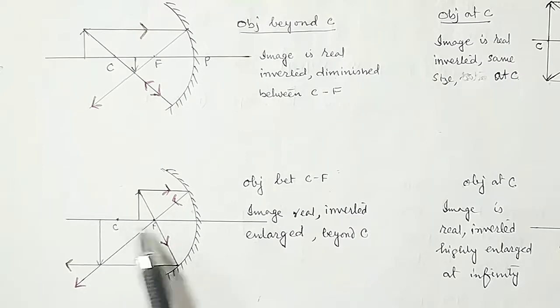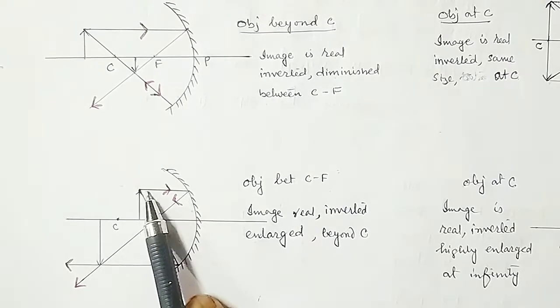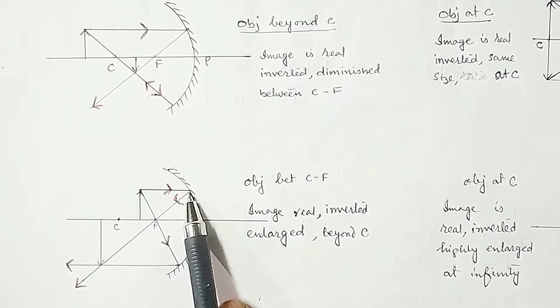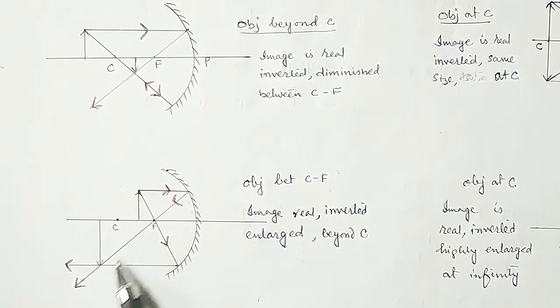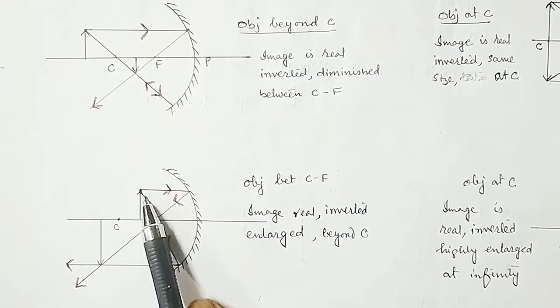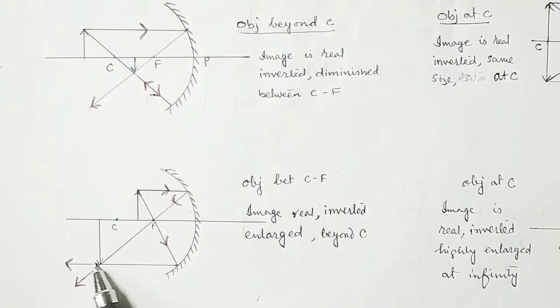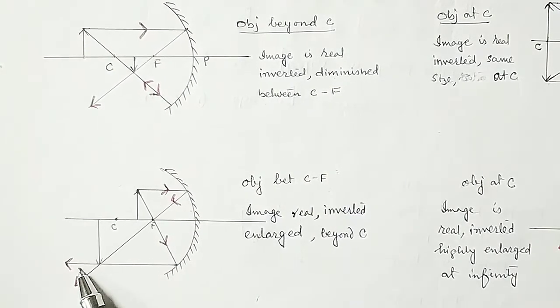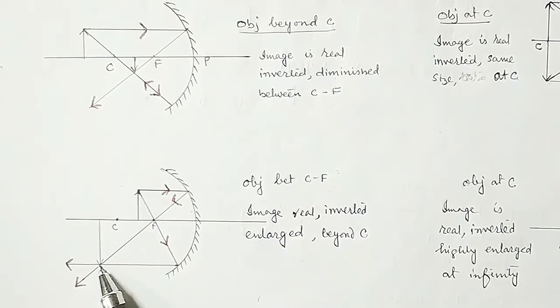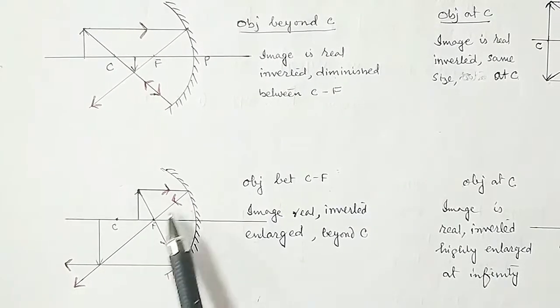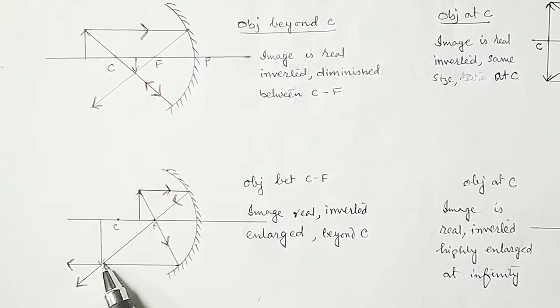When the object is between C and F, you will find that one ray which is parallel to the principal axis, after reflection from the mirror, passes through the focus. Another ray which passes through the focus, after deflection from the mirror, will become parallel to the principal axis. So this is one reflected ray, this is another reflected ray. These two reflected rays are meeting here. So this will be the image. This is the object, this is the image. And as you can see here, the rays are really meeting. That means the image is real.